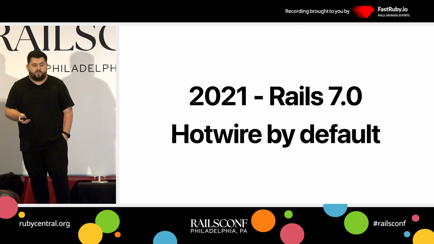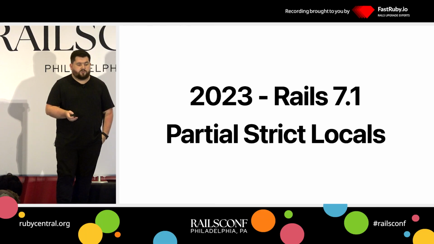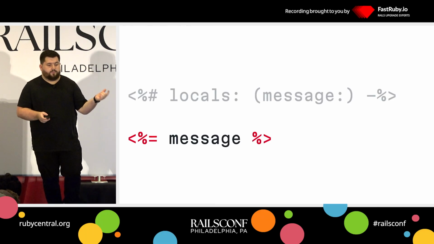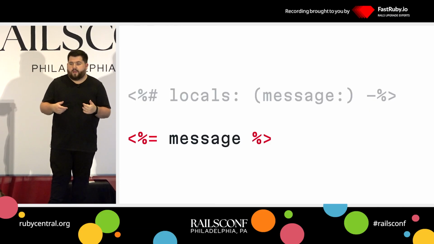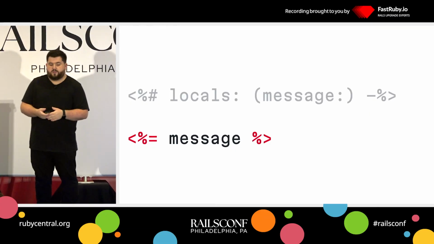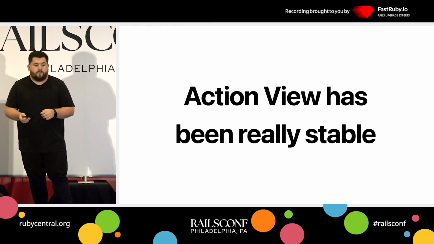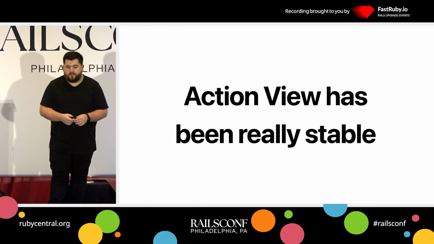With Rails 7, we got Hotwire by default, and with 7.1, we got partial strict locals, which are the magic comment at the top of a partial to define the API for this partial. But all in all, I would say this has been really stable. There haven't been too many changes to this whole framework.